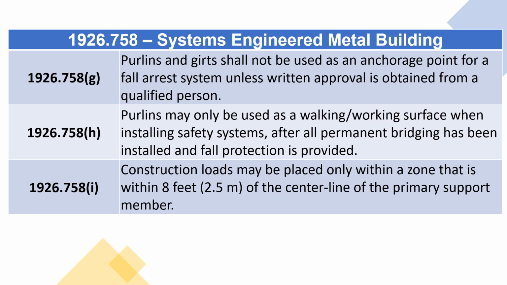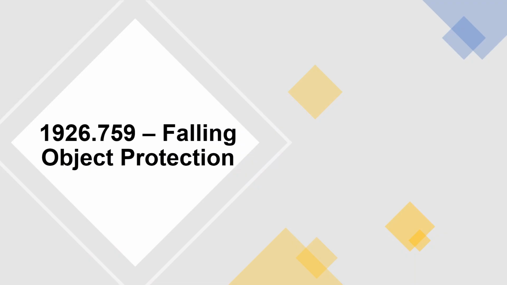1926.758 I. Construction loads may be placed only within a zone that is within 8 feet (2.5 meters) of the centerline of the primary support member. 1926.759 Falling object protection.